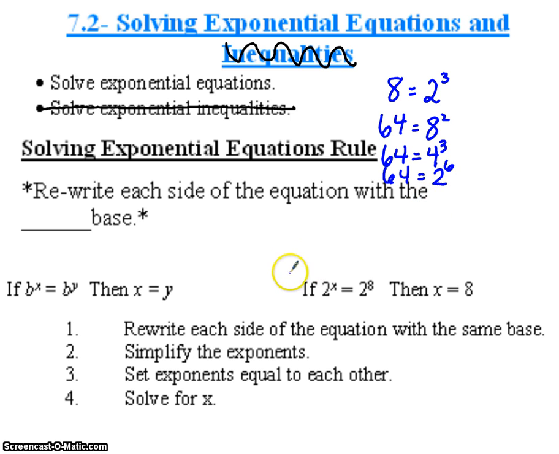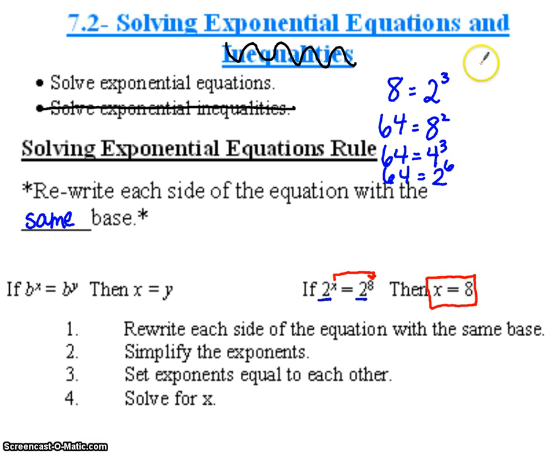What we're going to have to do in order to solve these is rewrite each side of the equation with the same base. Once you do that, then you're going to be able to set your exponents equal to each other. So, for example, if we have 2 to the x equals 2 to the 8th, then notice how your bases are the same. You have a 2 here, you have a 2 here. Then what that tells you is if your bases are the same, then this x must be equal to this 8, which would give you the solution of x equals 8.